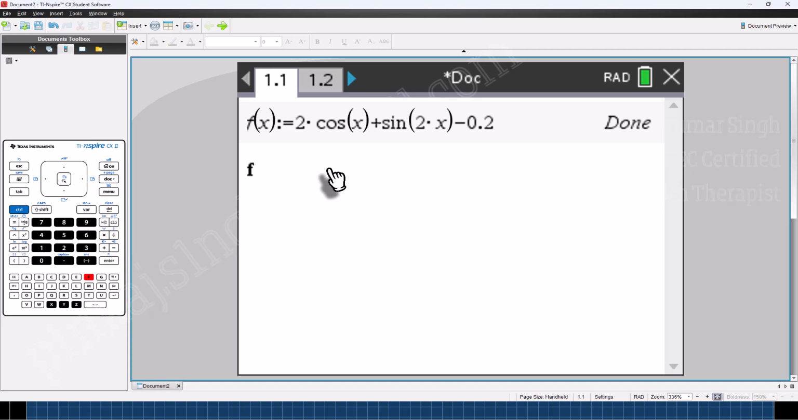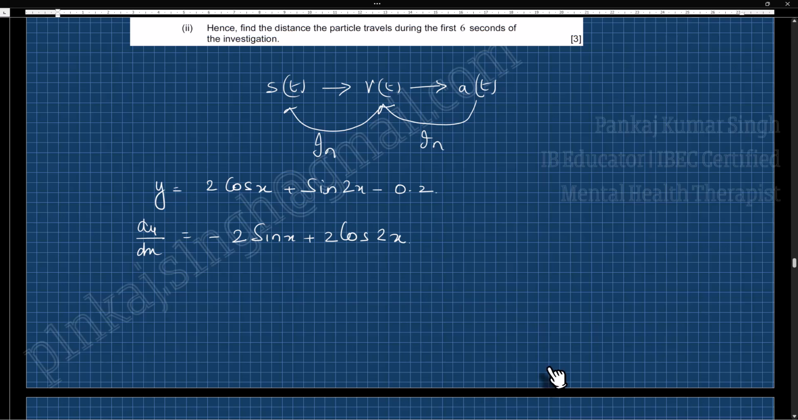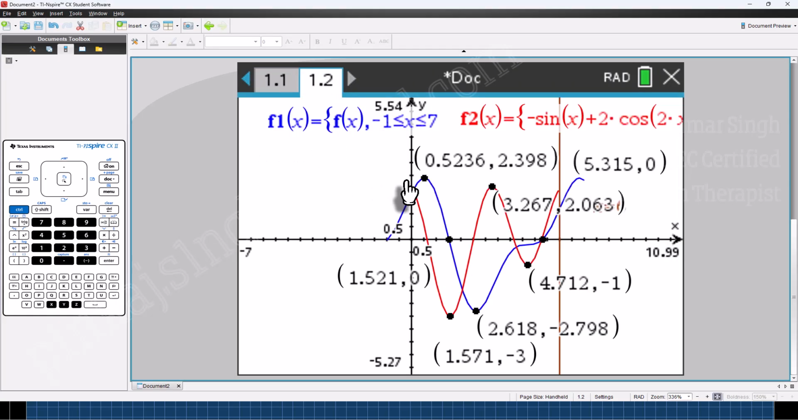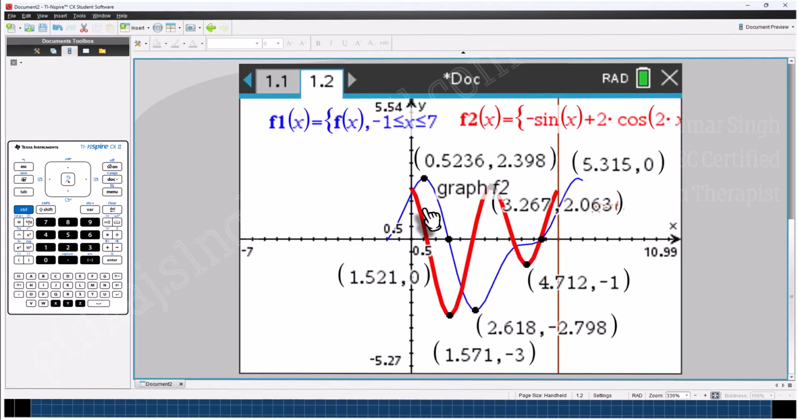I can find out f of 4.712 and then hit enter, minus 0.02. So that is going to be your point of inflection. So you can go back and update that also. So there are multiple ways in which you can do this one. You can choose whatever you want to. Ultimately, we don't need this graph, the red graph. We don't need that. So we just need the blue graph.